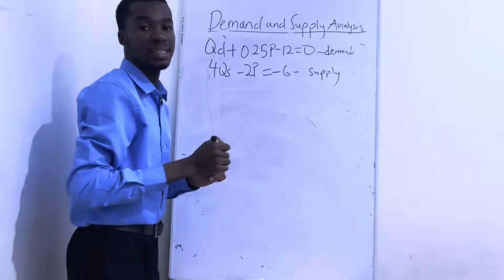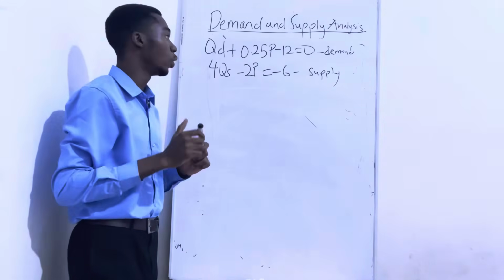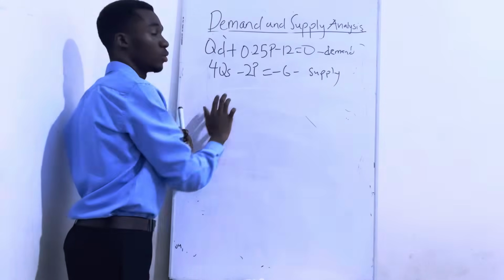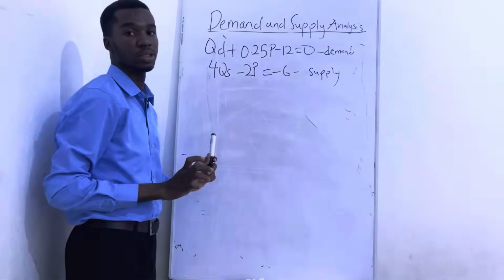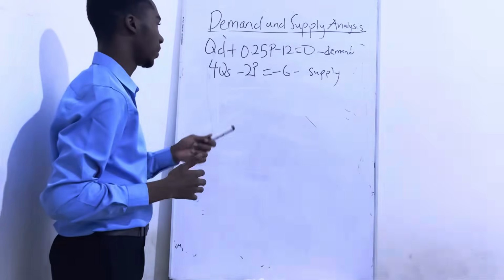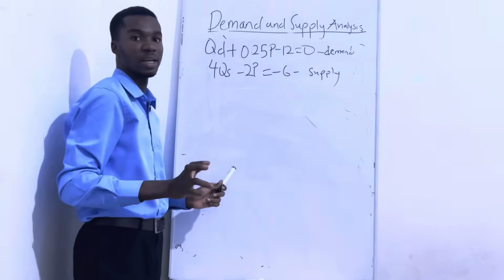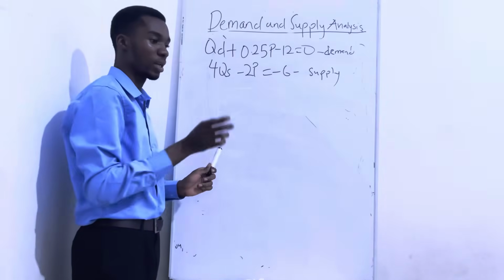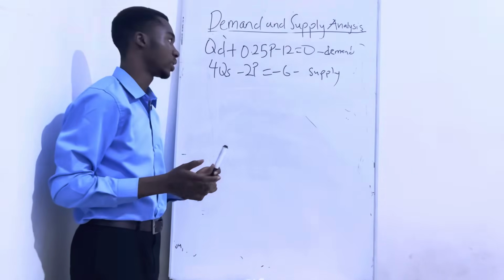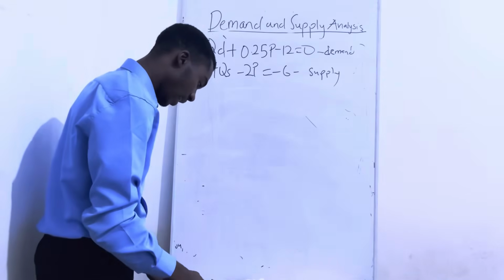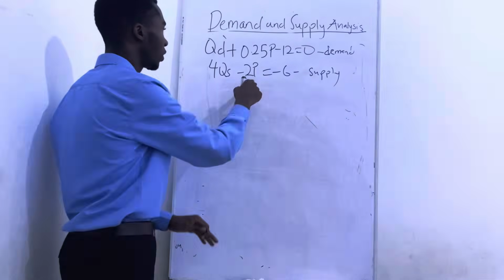And I'm saying that anytime a tax is imposed, you always subtract it from the supply equation, not the demand equation. You get it? And how do you know the supply equation? The one that has the QS. QS is quantity supplied. So the one that you see, you always subtract it from that one. You get it? So now they said a tax of 6 cedis. So you subtract it from the price.